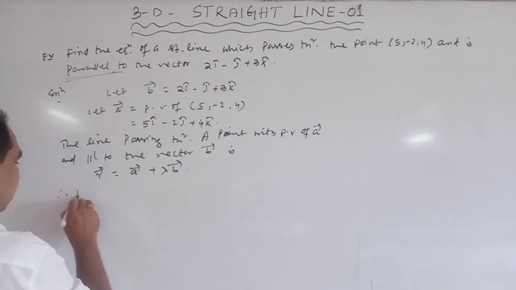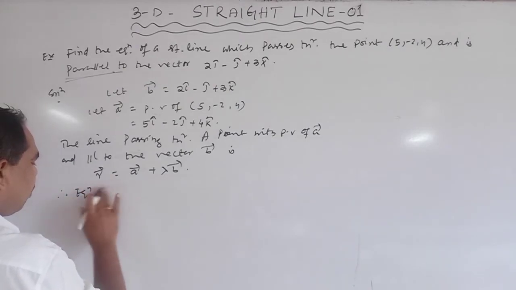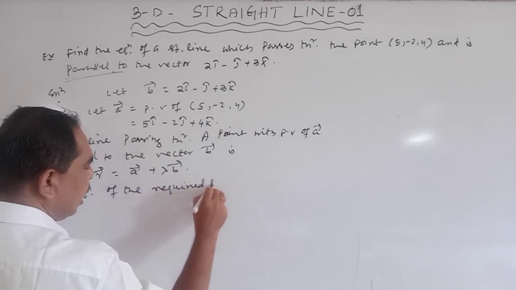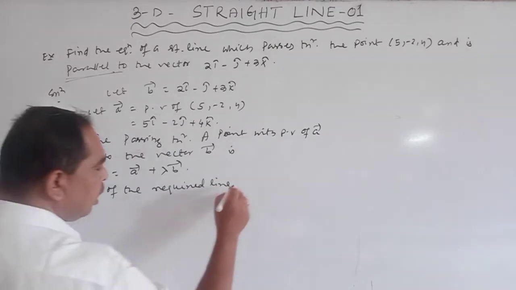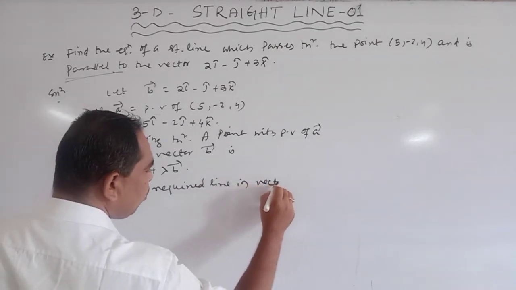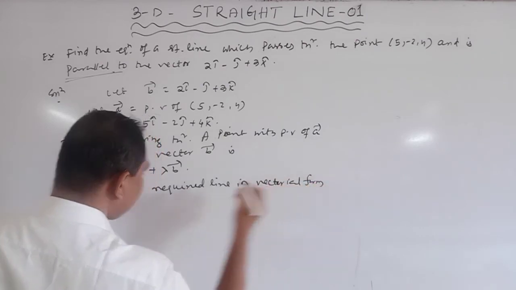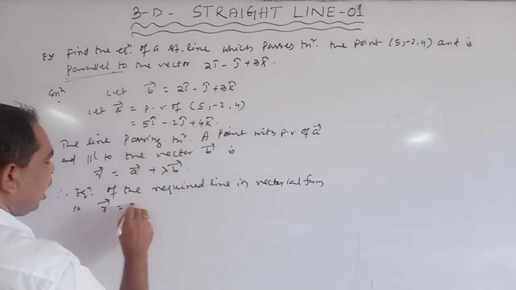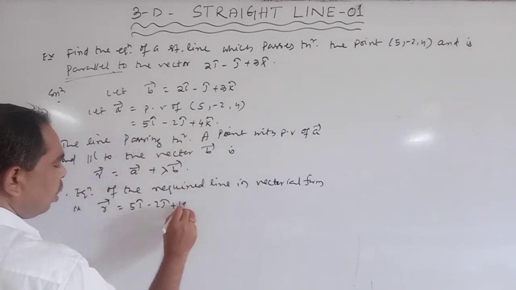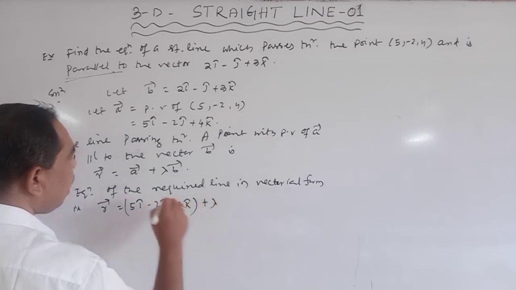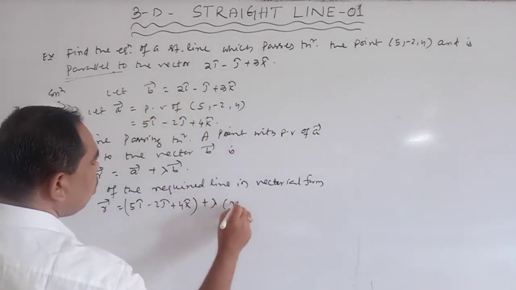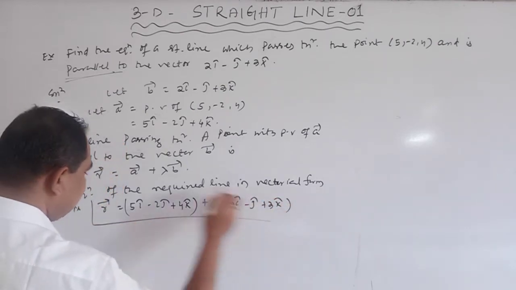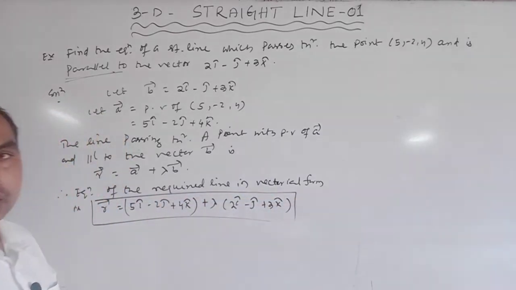So therefore the equation of the required line in vectorial form is r vector is equal to a vector, which is 5i cap minus 2j cap plus 4k cap, plus lambda times b vector. What is b vector? 2i cap minus j cap plus 3k cap. This is the required answer. Equation of straight line in vectorial form. Okay.